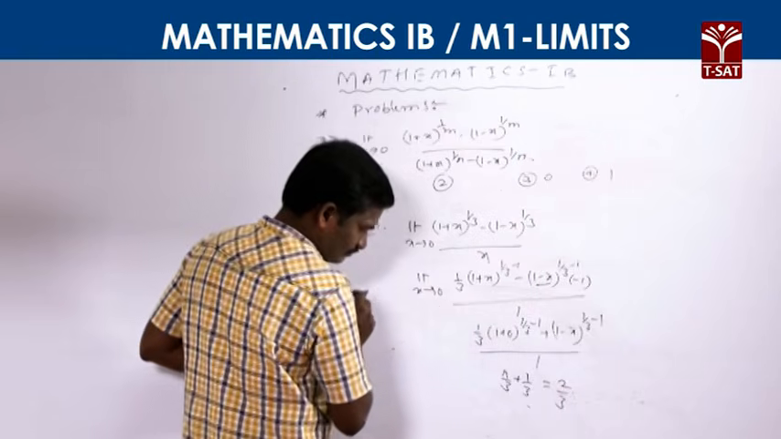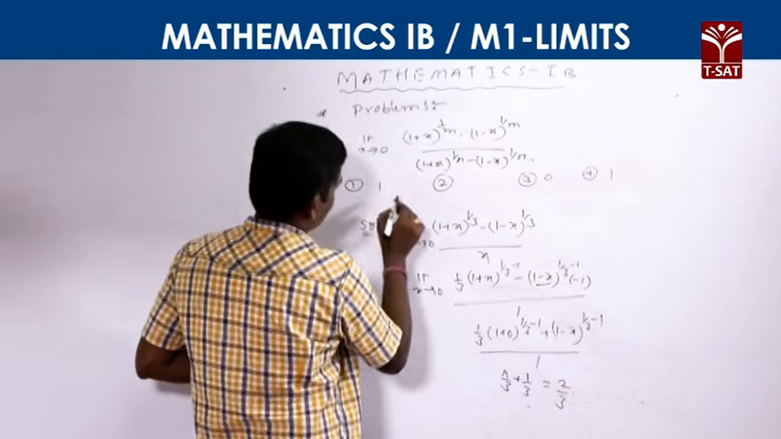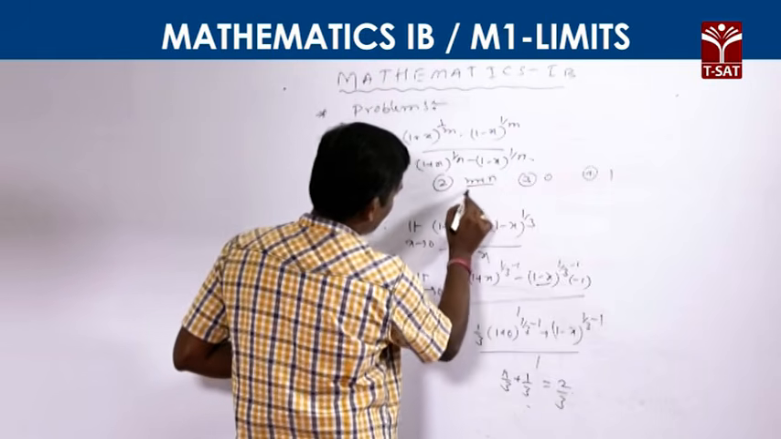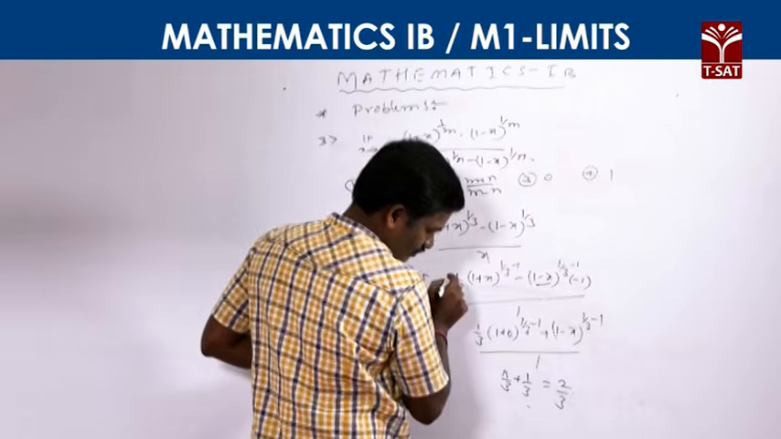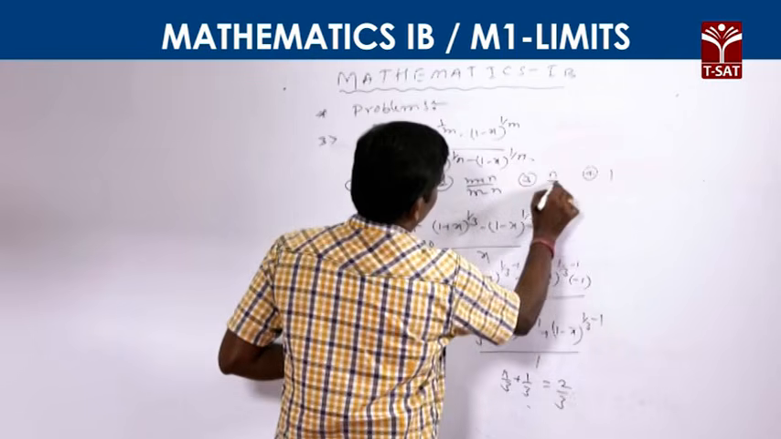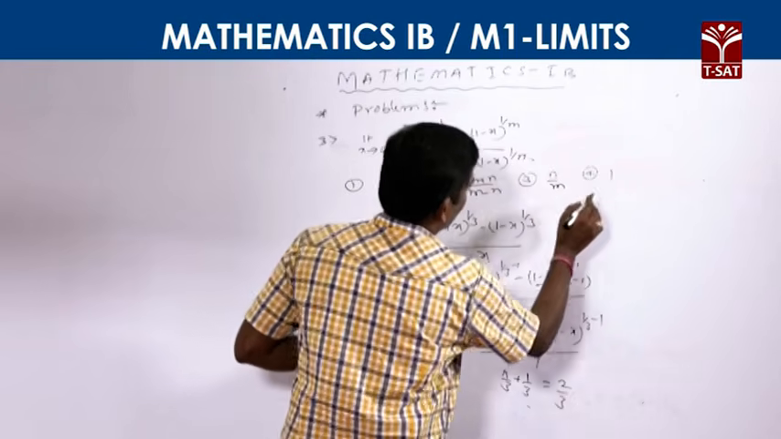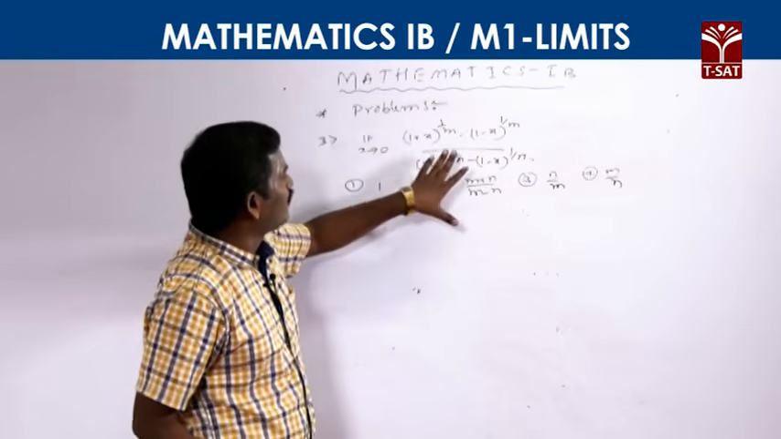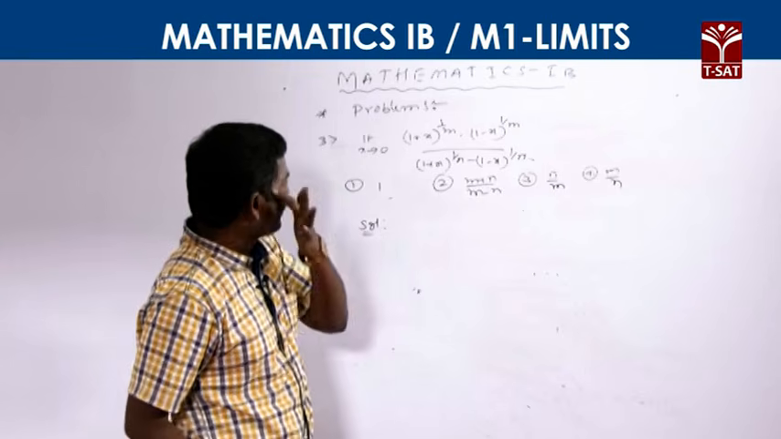Your options are 1, m plus n by m plus m minus n, n by m, m by n. ఇలాంటి ప్రశ్నలకి మనం సులువుగా సమాధానం చెప్పవచ్చు. ఇది TT రూల్ ద్వారానే సాల్వ్ చేయవచ్చు.